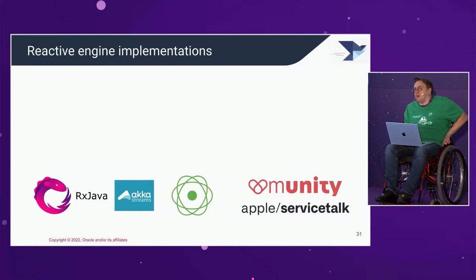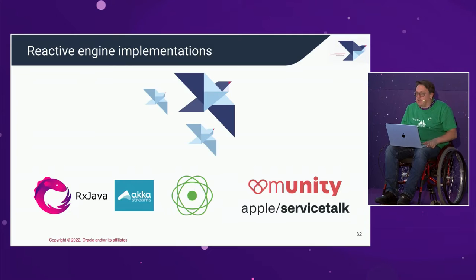And as we know, there are different implementations of that. Of course, you know Project Reactor, so Spring guys here. I see this very happy guy there. Good. Then RxJava, then something strange called Mutiny, and even Apple has created their own Apple ServiceTalk for that. Akka Streams is an interesting player, but Helidon is better, and now I'm going to tell why.